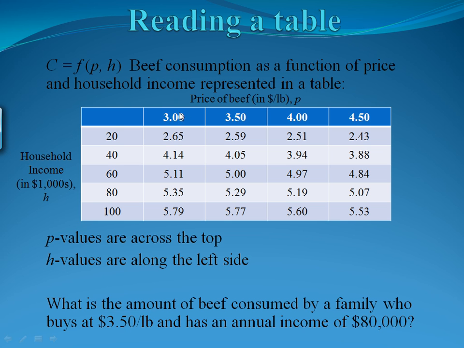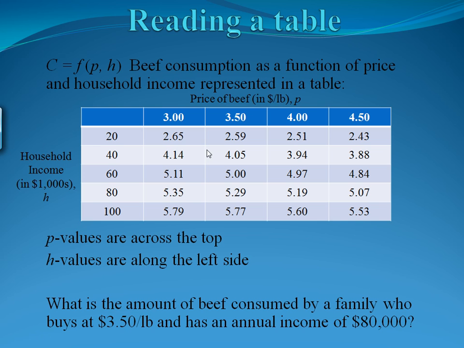So here we have $3, $3.50, $4, $4.50. Down the first column, we have the household income in thousands. So this would represent $20,000 annual income, $40,000 annual income, $60,000 annual income, and so on. So our values for each variable, one goes across the top row, one goes down the first column, and then the consumption itself are the values in the middle.